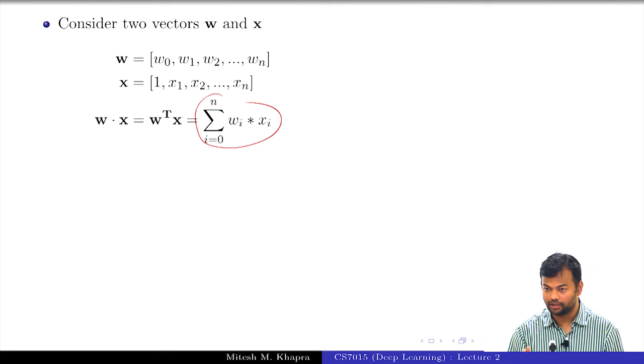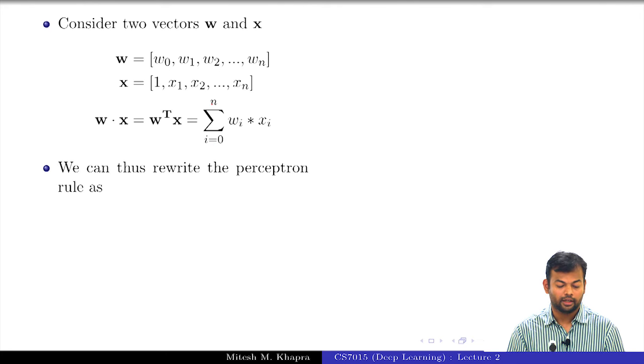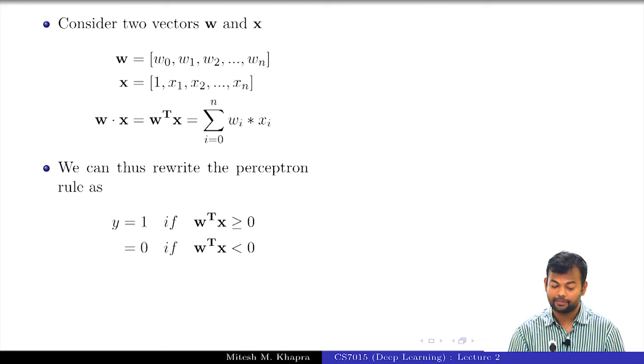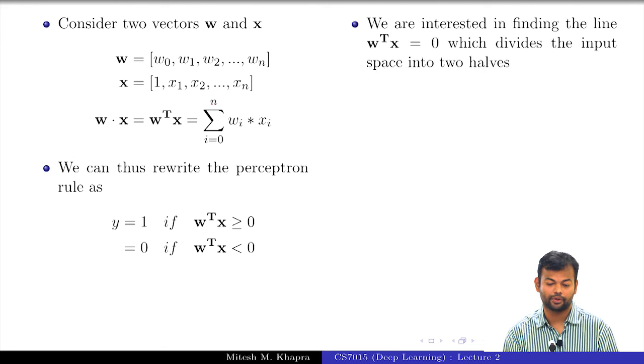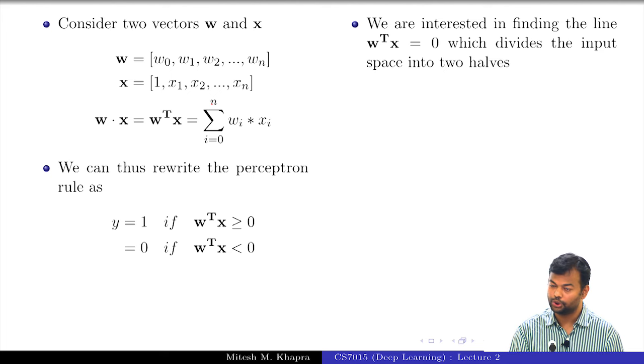So it's just the dot product, okay? Now we can just rewrite the perceptron rule as this. Instead of using that summation, we can just say that it's a dot product. Now we are interested in finding the line w transpose x equal to 0. So that's our decision boundary, right? Which divides the input into two halves.